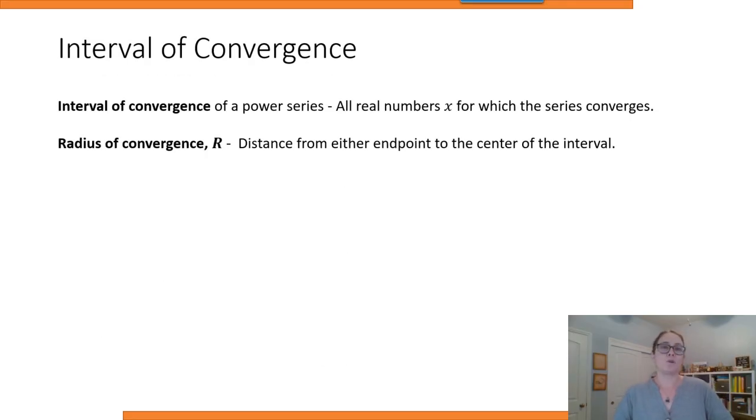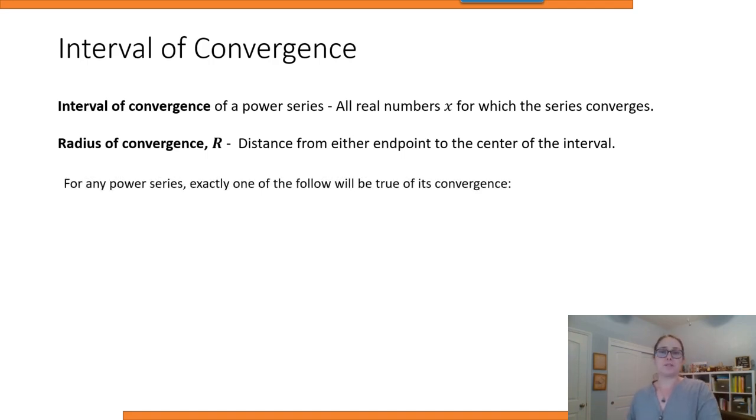Okay, so interval of convergence for power series. The interval of convergence is the interval of all x values for which the series converges. And the radius of convergence is the radius of that interval, which is going to be the distance from the center to either one of the endpoints of the interval, or half the length of the entire interval would be your radius.